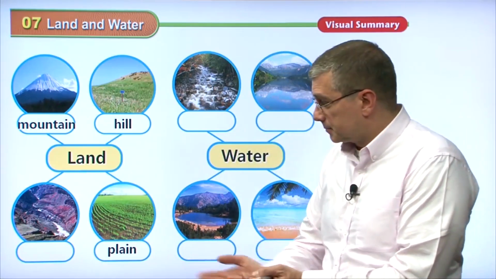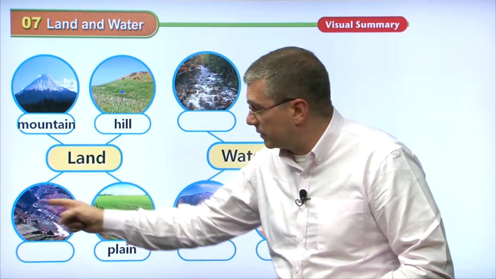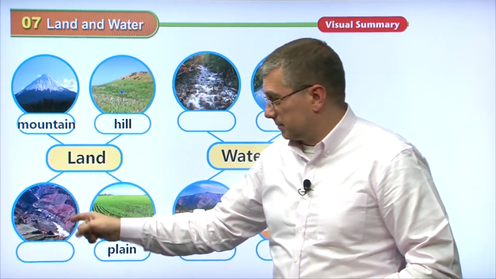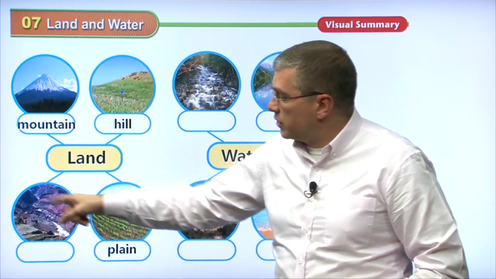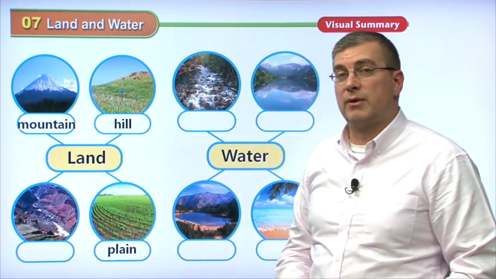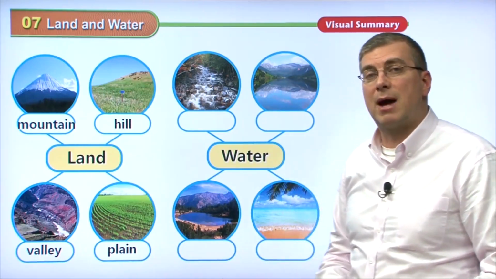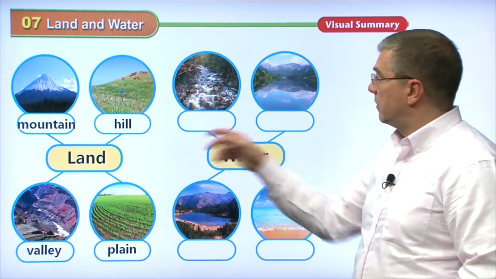Over here, we have an area of low land. It's low land, and it is between mountains. Okay? Looks like it's between mountains there. So we have an area of low land between mountains. Usually there's a stream or a river at the bottom of it. We call that, of course, a valley. Okay, valley is low land between mountains or hills. Let's move on to water.